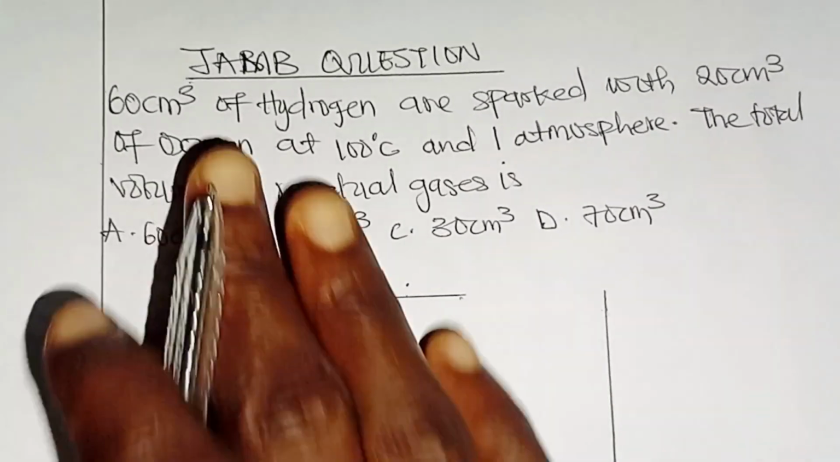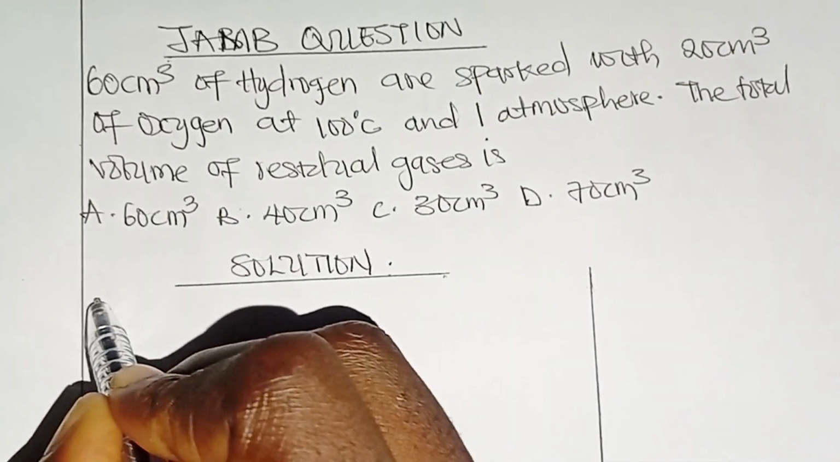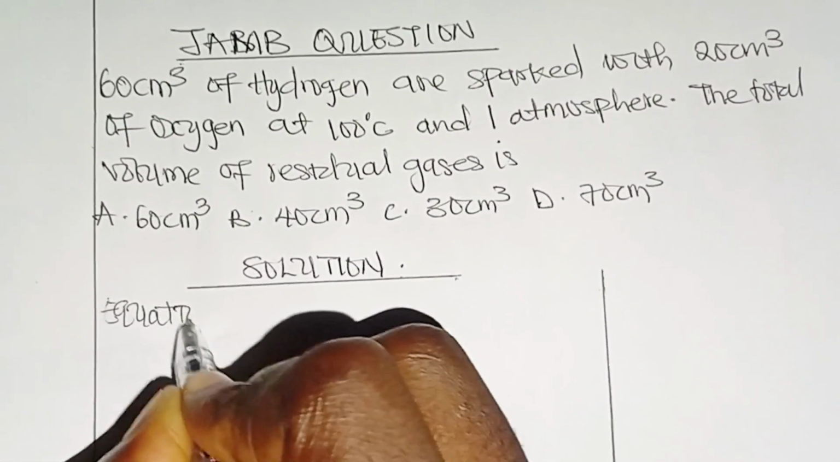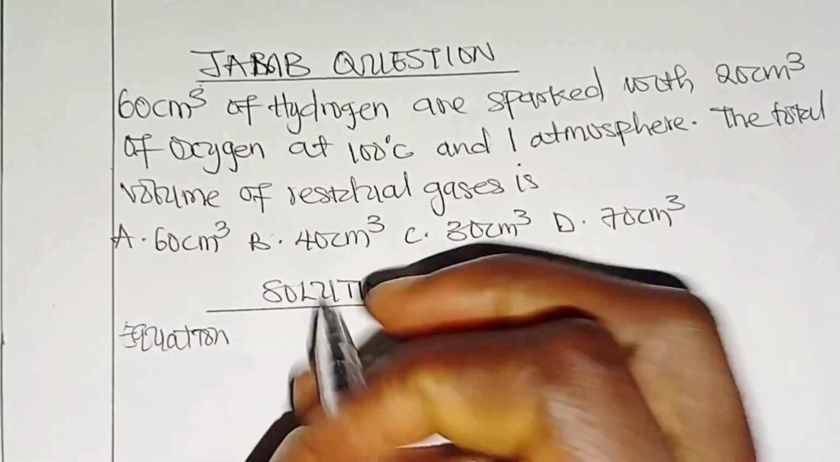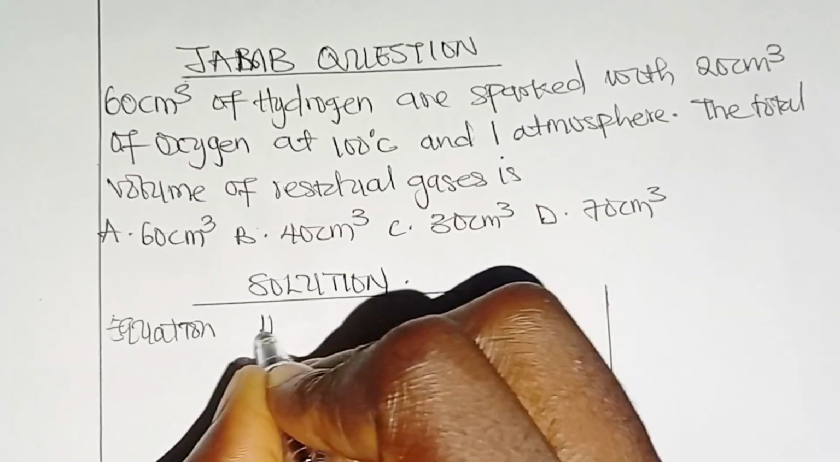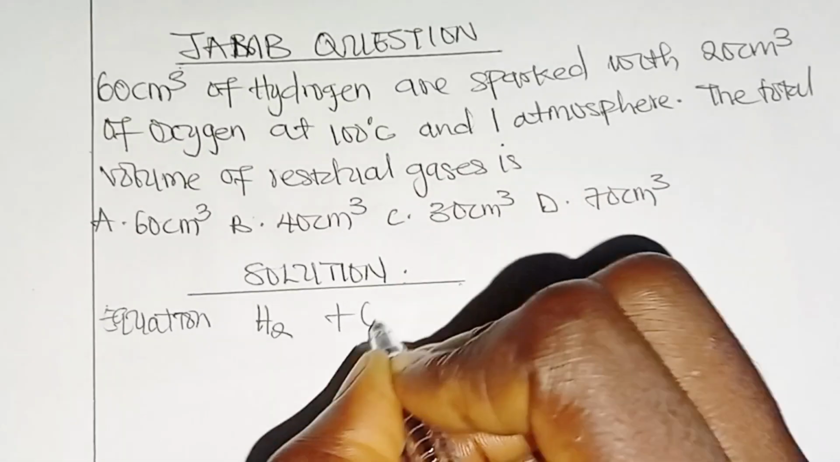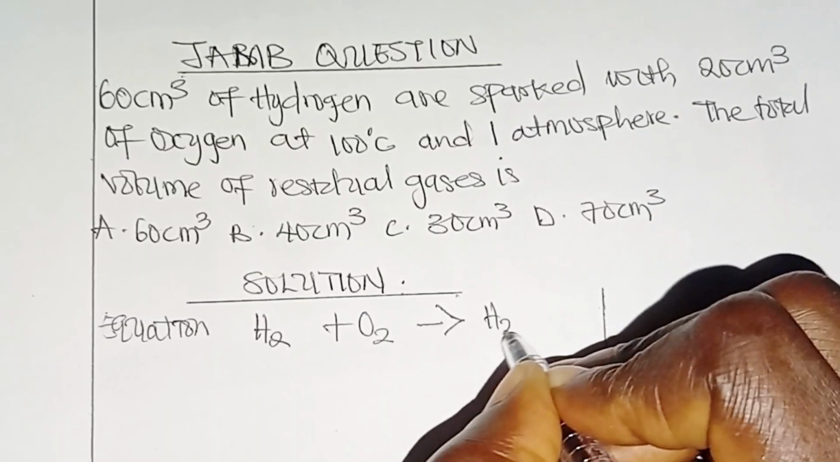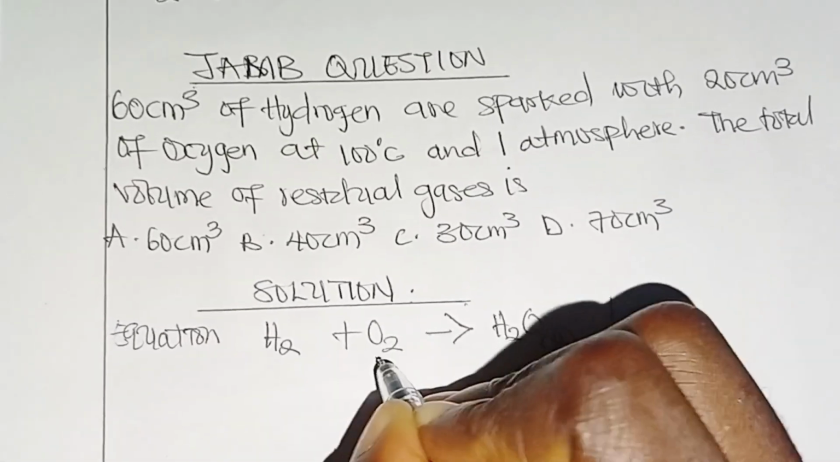What's the first step? Write out the equation for the reaction. This is the reaction between hydrogen and oxygen. You know that hydrogen exists as a diatomic element, that's hydrogen, alongside oxygen to give us water, right? And make sure your equation is balanced.